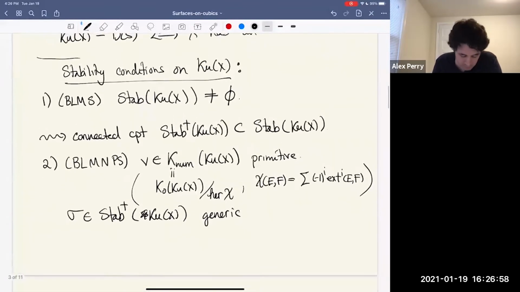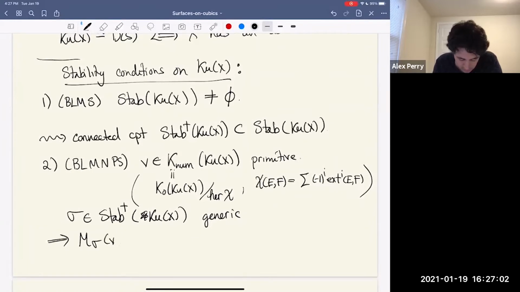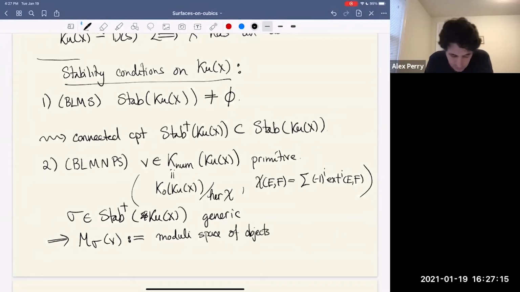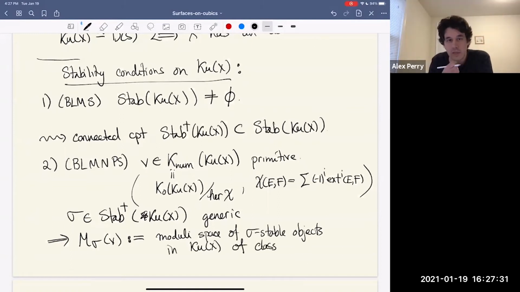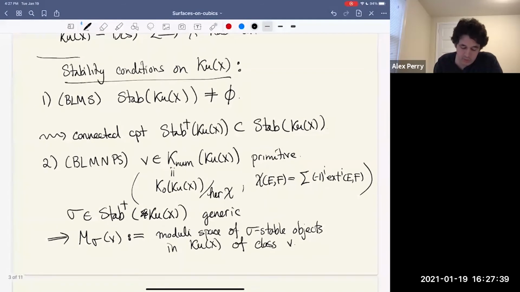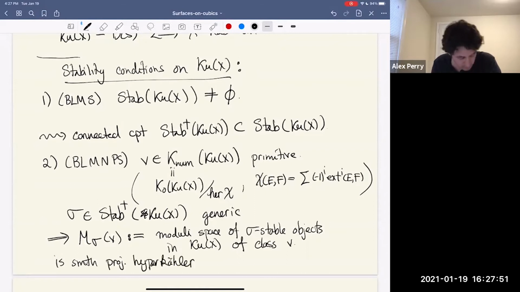We can consider what I'll denote M sigma of v. This is the moduli space of sigma-stable objects in this category Q of X, whose class, so if you have an object in this category, it has a class in the numerical K-theory, and I want to look at those stable objects of class v. And the statement that we proved is that for v and a generic sigma, this space is a smooth, projective hyperkähler variety of dimension minus chi of v, v plus 2.